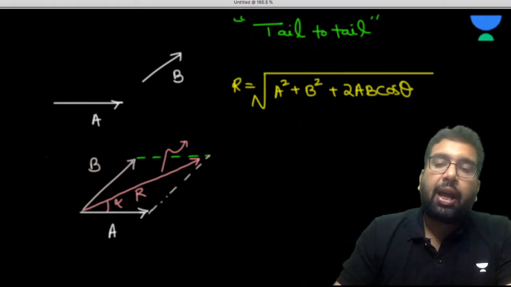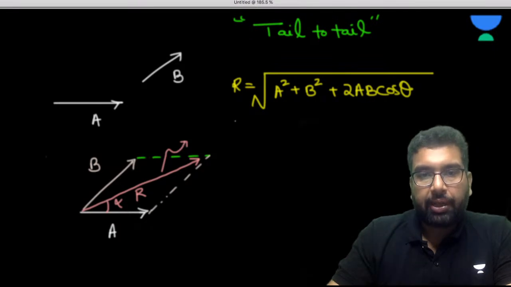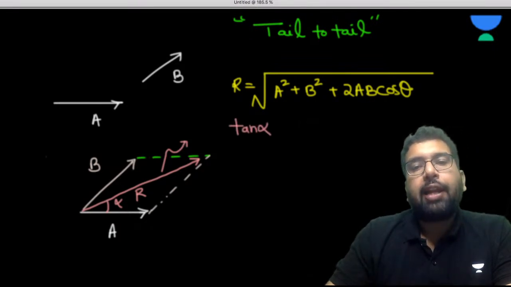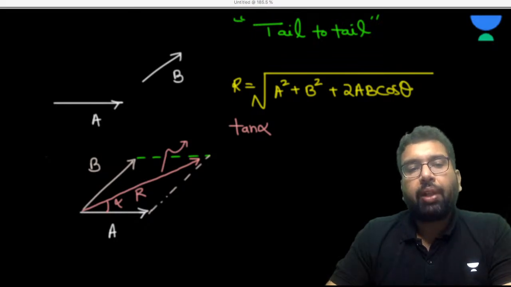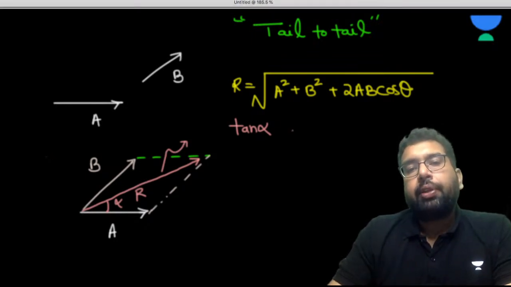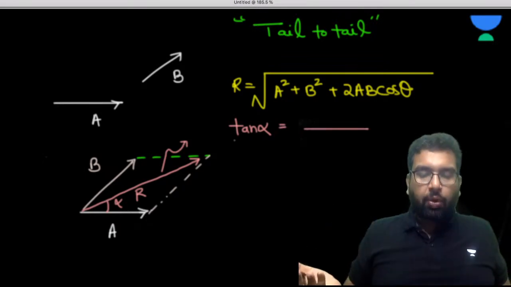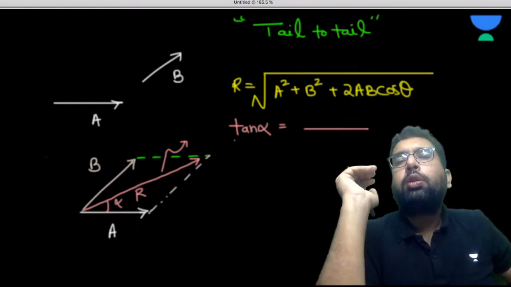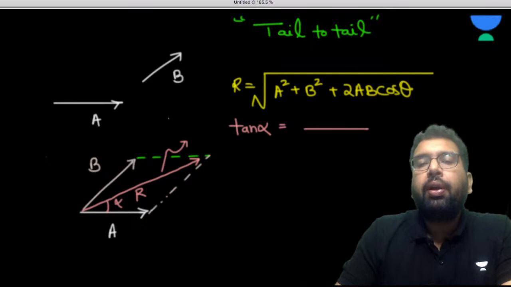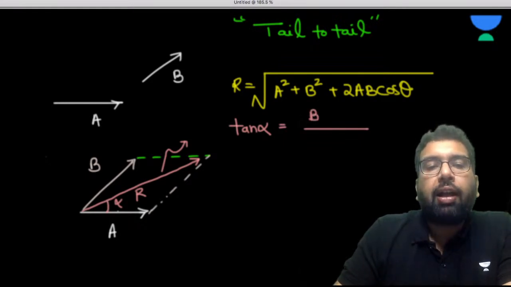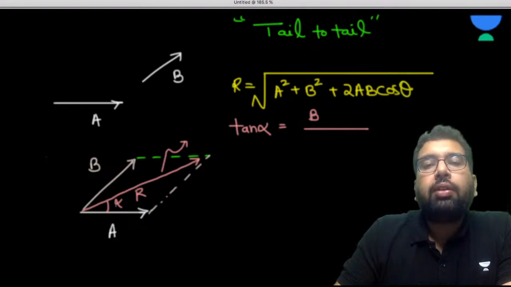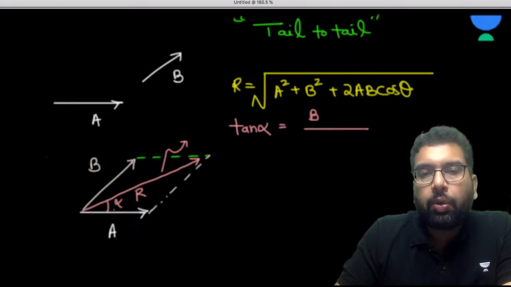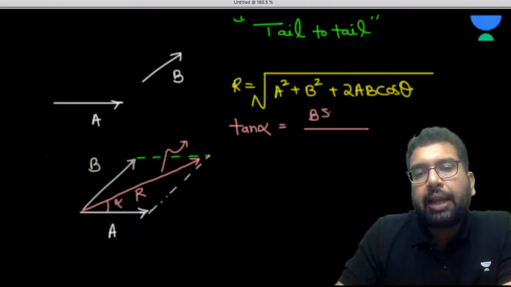Okay, now if we want to have this alpha, see how we are going to write tan alpha. You can memorize this formula. How can you memorize it? Tan is ultimately sine upon cos. You are seeing this alpha, this angle, from the A vector. So what you are going to write is b sine theta upon a plus b cos theta.